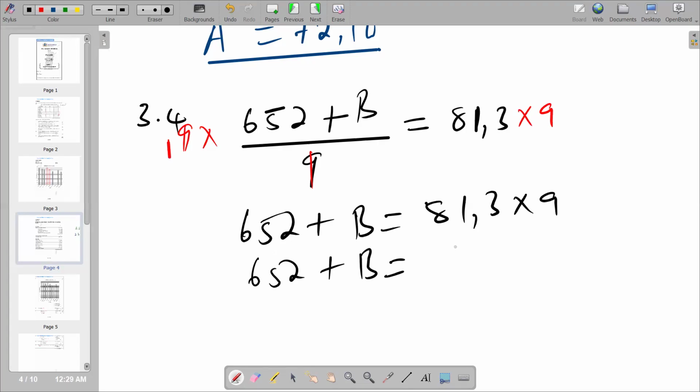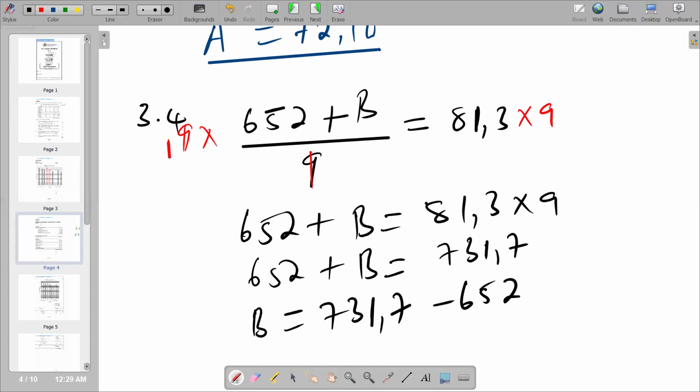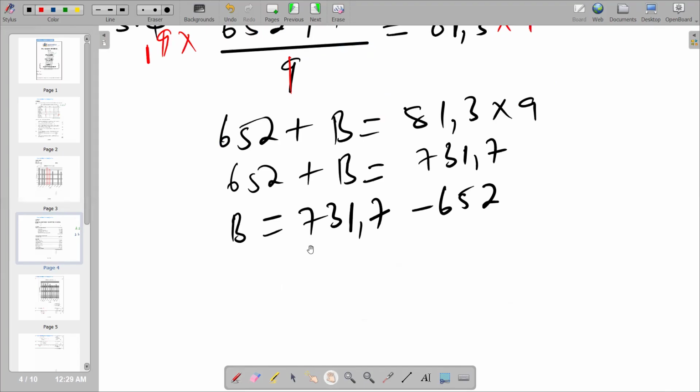Further simplification of our equation, 652 plus B is equal to 81.3 times 9. You are going to get 731.7. So with that now, we can make B the subject of the formula, whereby B is equal to 731.7, and then we subtract 652. If you calculate correctly, B is equal to 79.7. So this becomes your B, the figure that we are looking for. So that's what we have on that question.